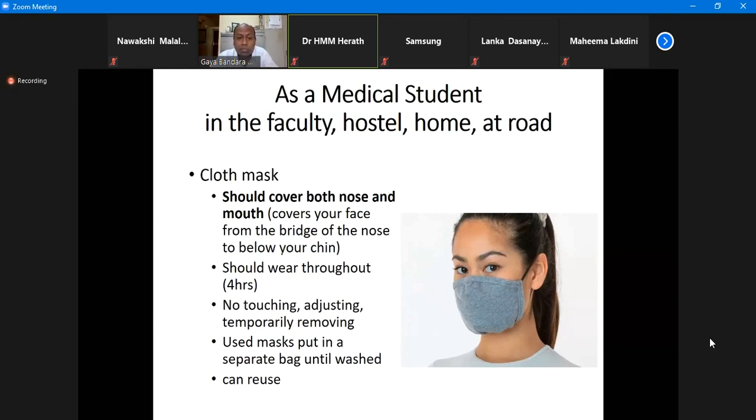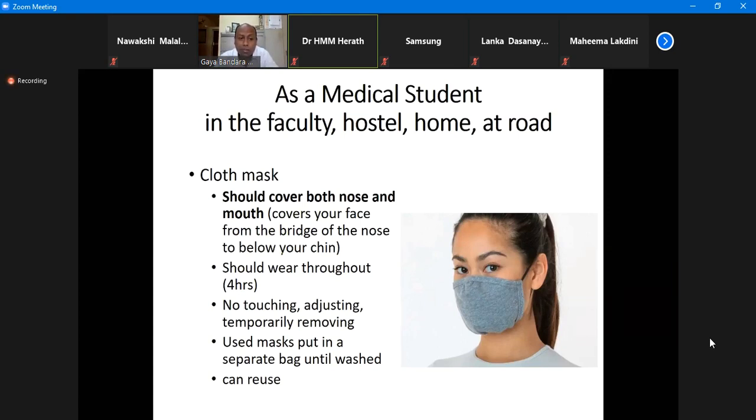So this category of medical students, they have to wear a mask. At this, an ordinary cloth mask will be adequate because they are not exposed to the hospital setup. When wearing a mask, you should remember you have to cover both nose and mouth, that's from the bridge of the nose to below your chin.